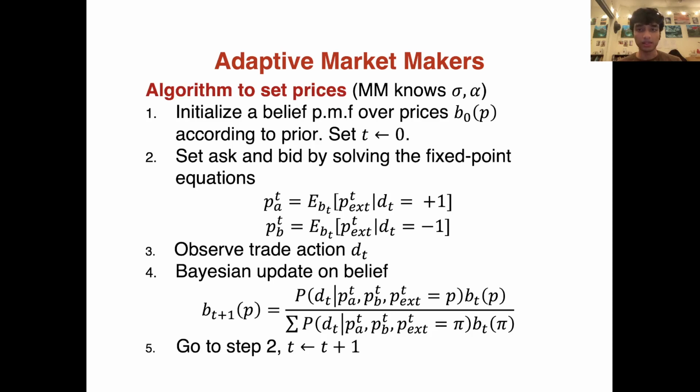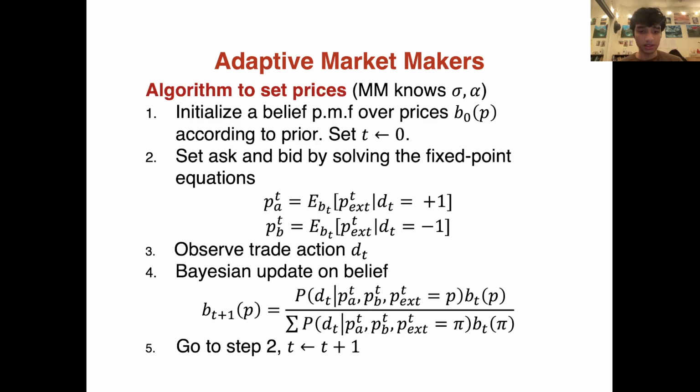Let us now see what happens if the market maker knows exactly the trader behavior model. That is, it knows the parameters sigma and alpha. In that case, we can use a Bayesian equation to update our ask and bid prices and get the optimal ask and bid recommendations. So we initialize a belief over prices, a belief probability mass function over prices, as B0. Let's assume we know the initial price exactly. Then we set ask and bid prices by solving the following fixed point equations.